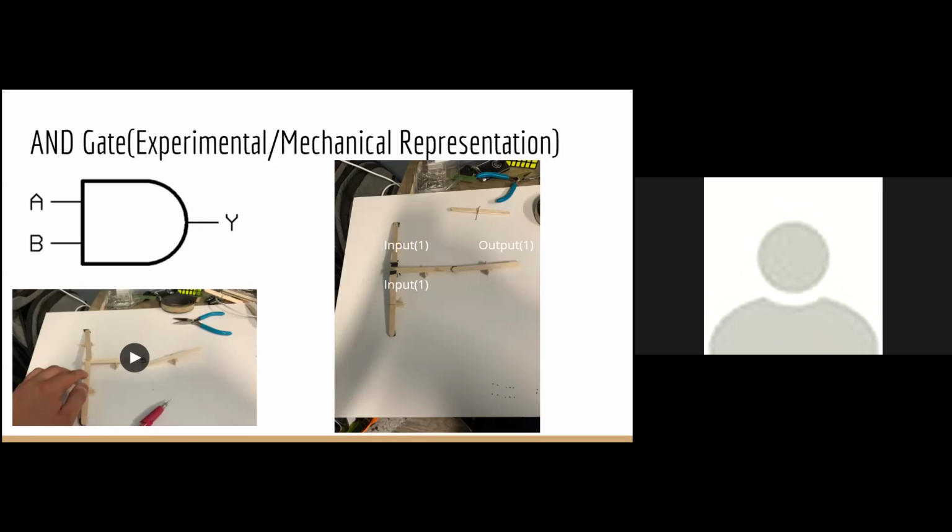That's where the black magnetic strips are. So if you press down on that popsicle stick, like I'll show in the video, the output will go up, whereas right now it's down. So I will show that right now.